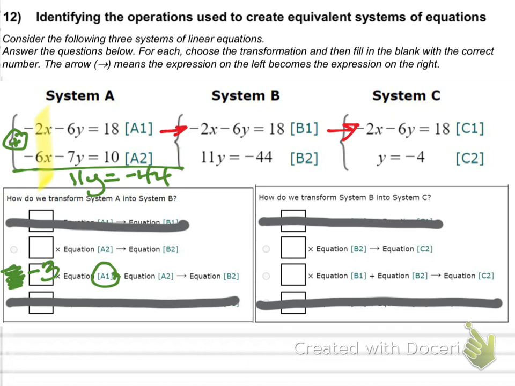Okay, so now let's look at the difference between B2 and C2. The difference is that there's still no X term, but the Y term was divided, right, by 11? Both sides divided by 11. So we didn't do anything to B1 and add, we just did something to B2. So what did we do? We said we divided by 11, but that's the same thing as multiplying by 1 over 11.